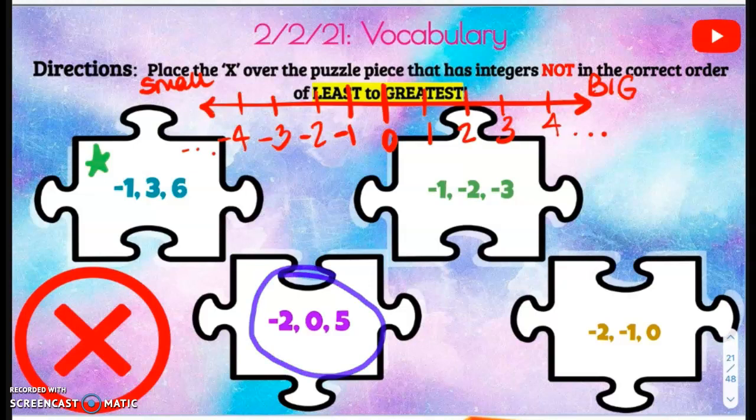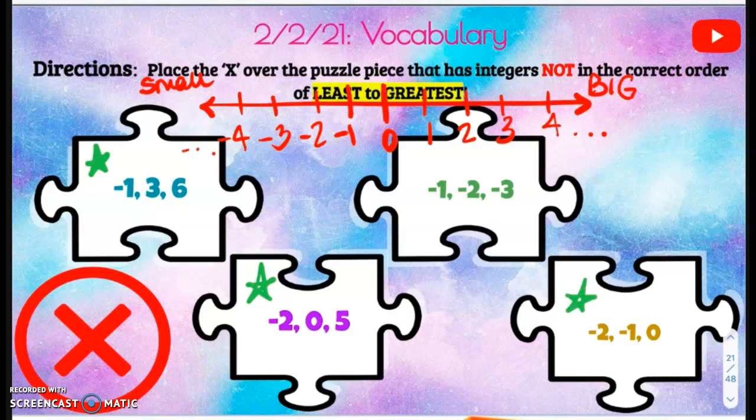So we have -2, and then 0, and then 5. That went from least to greatest. That's also going to be good. Let's look over here. -2, -1, and 0. So if we have -2, then -1, then 0, yep, that's least to greatest. That is also going to be good.